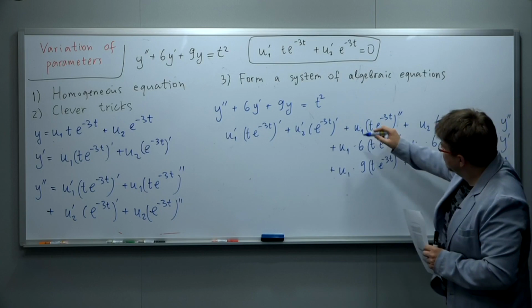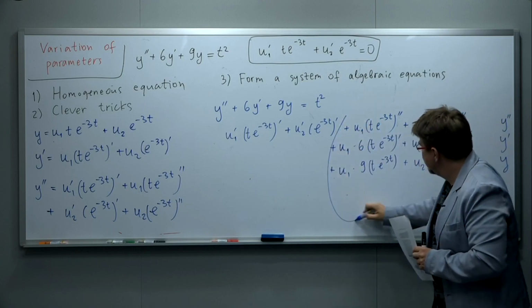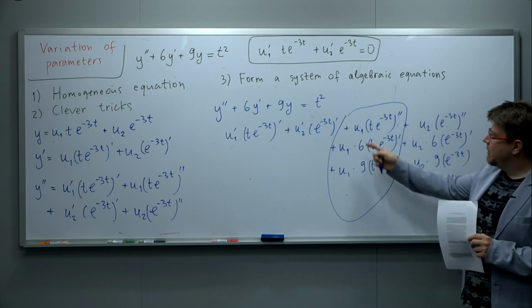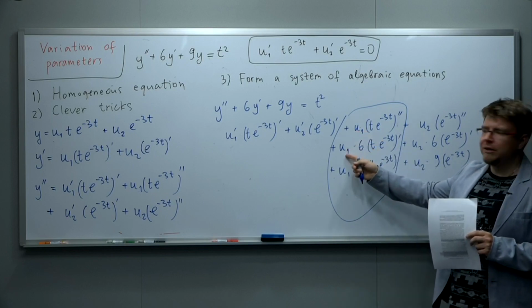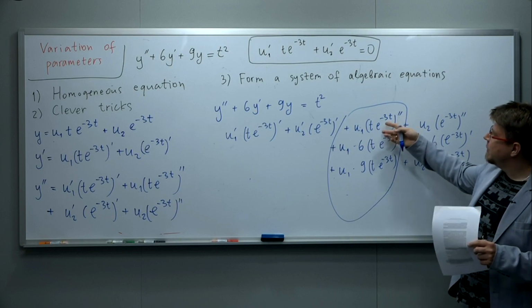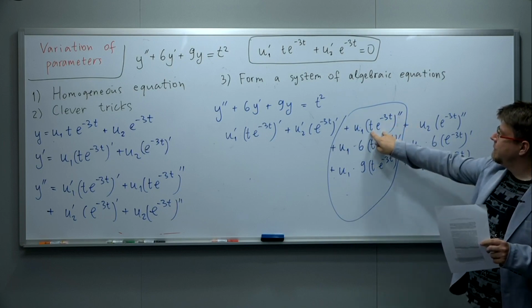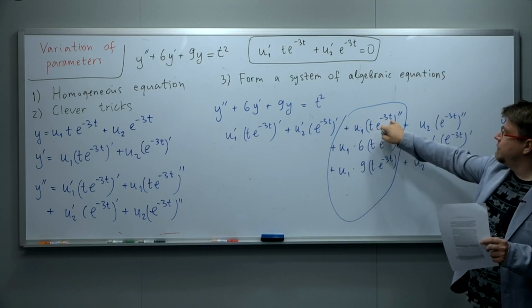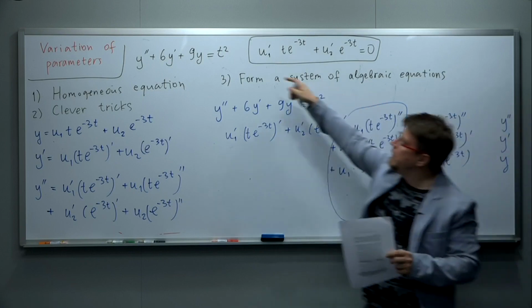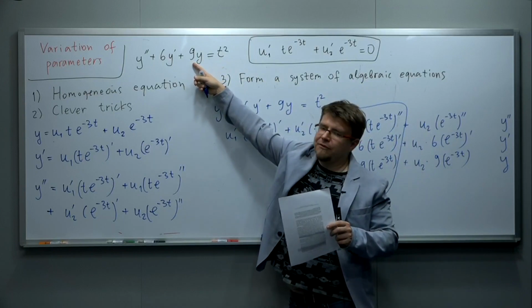But notice that the sum of these three terms, we can take out u1 here, and the remaining thing is the result of substituting the function t times e to the minus 3t as y into this differential equation.